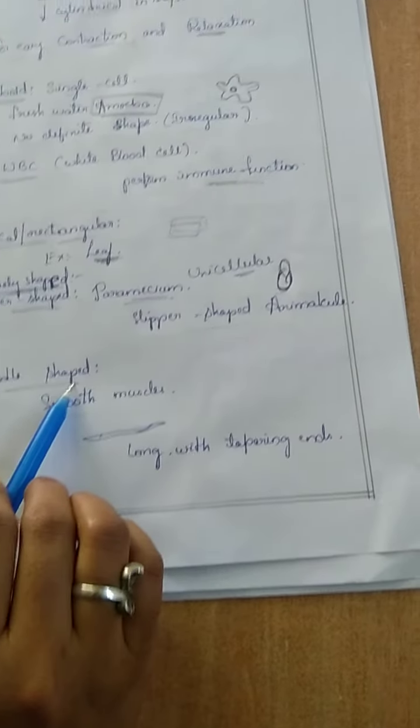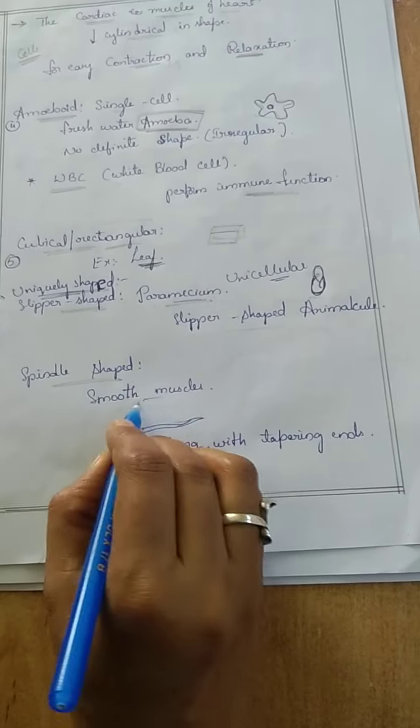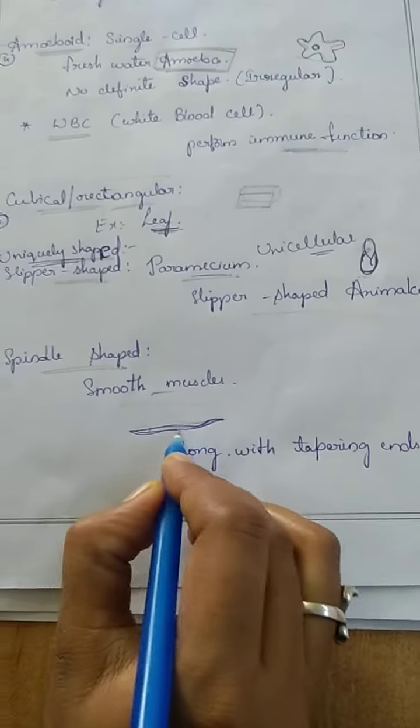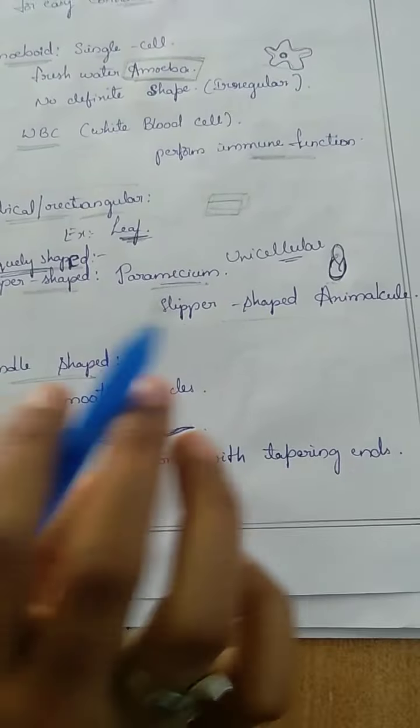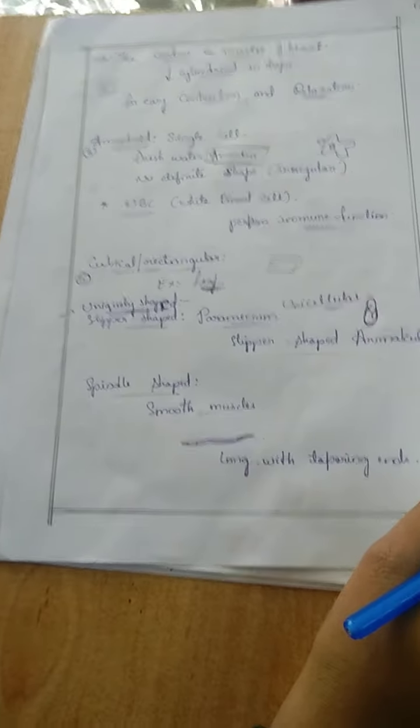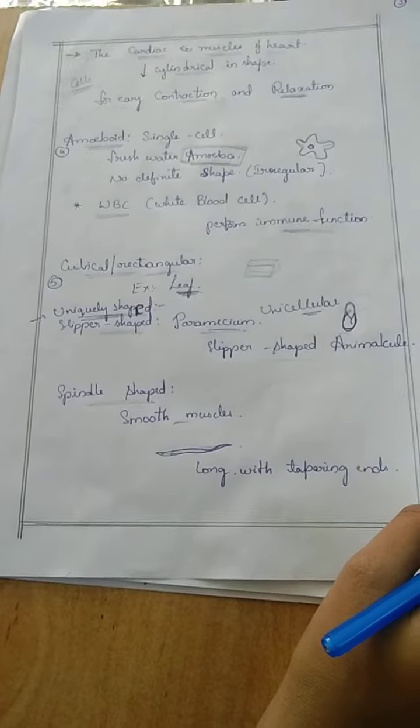And spindle shaped. Spindle shaped cells are observed in smooth muscles. This is a spindle shape, smooth muscles with long tapering ends. This is about the cells. They are divided based on the shape.